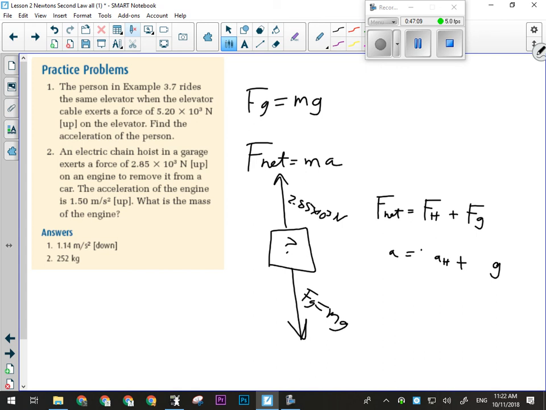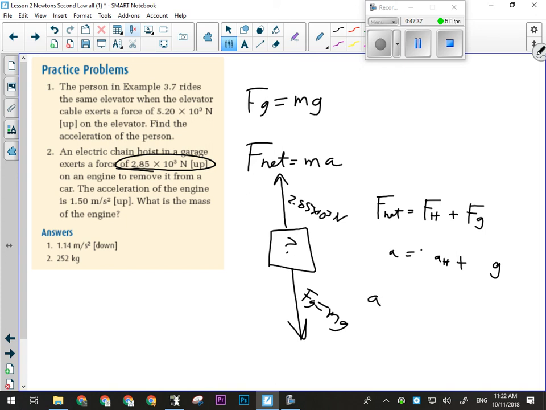I don't know the hoist's acceleration, right? But I can calculate it, and since I know the force of the hoist, can I find with the force and the acceleration the mass it's lifting? I'm going to kind of work backwards here. First I'm going to solve for the acceleration of the hoist, because I know the net acceleration and I know the acceleration due to gravity. So I'm going to calculate the acceleration the hoist can produce by itself. If there was no gravity, how much acceleration could the hoist produce?